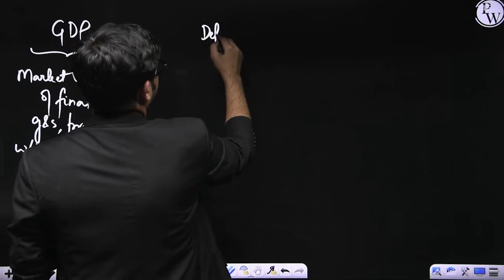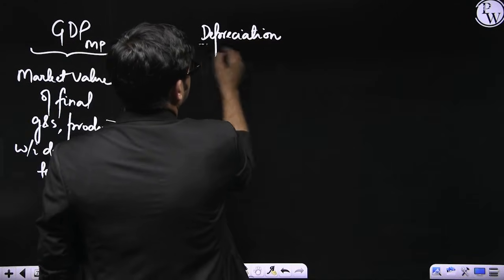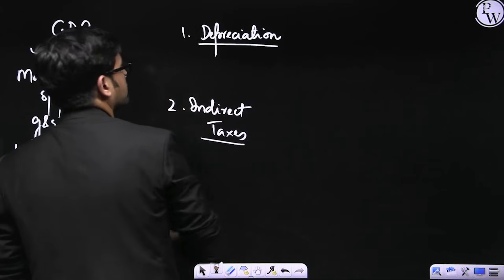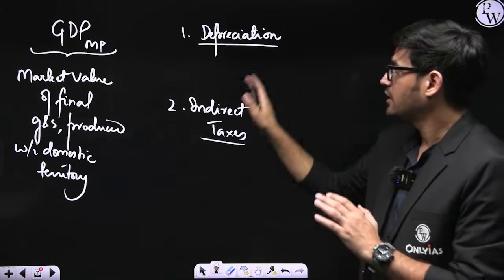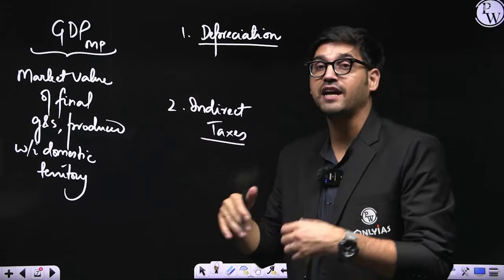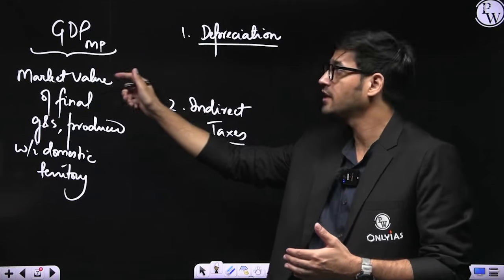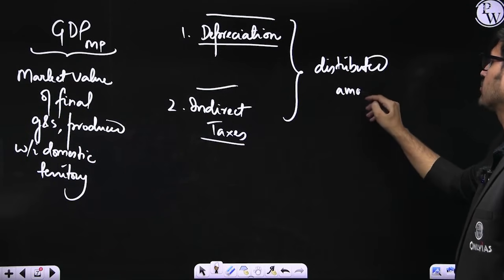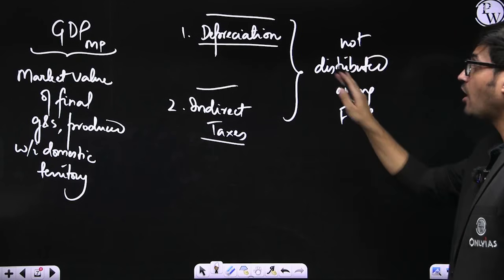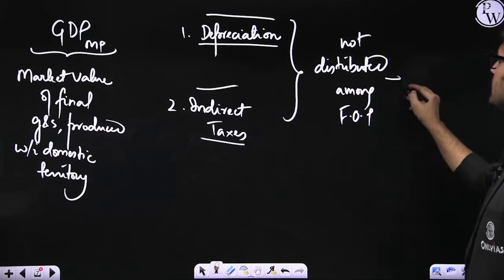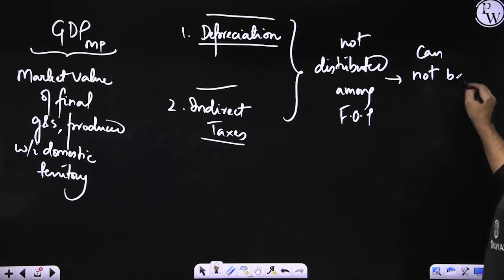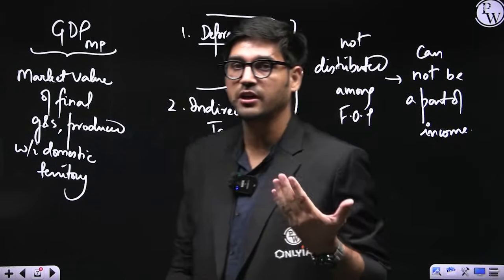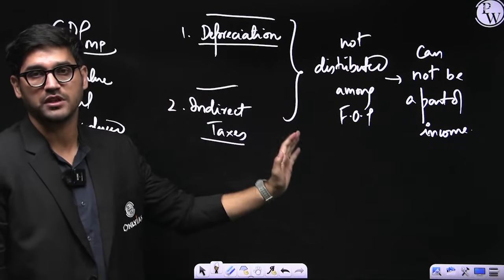One thing is called depreciation. The other thing is called indirect taxes. Mind you, in the market price, there may be a component called depreciation, there may be a component called indirect taxes. Both of them are included in the market price, but none of them is distributed amongst the factors of production. Since this is not distributed amongst the factors of production, quite obviously, this cannot be a part of anybody's income. Hence, when we have to go from GDP to arrive at the value of national incomes, we will definitely have to subtract these two.